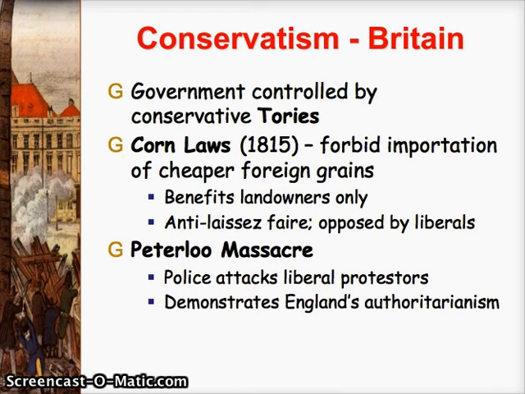So it's important to be familiar with the two different political parties. The Conservatives are represented by the Tory party. They were the ones who defeated Napoleon at the end of the Napoleonic Wars. And the Tories are very obviously reactionary against the governmental changes in the French Revolution.